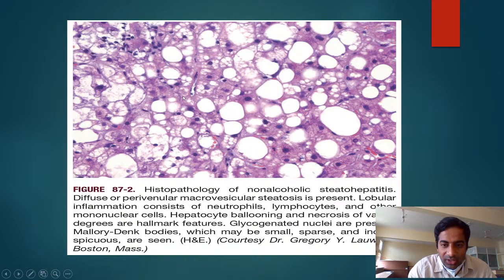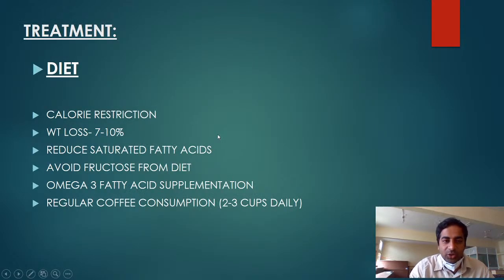So this is NASH, non-alcoholic steatohepatitis. You see diffuse inflammatory cells in between. So lobular inflammation is seen, and hepatocyte ballooning. You see these balloons, it's inflamed, and glycogenated nuclei also can be seen. Mallory-Denk bodies are also seen. So this is typical of NASH, non-alcoholic steatohepatitis. So treatment, most important is your diet.